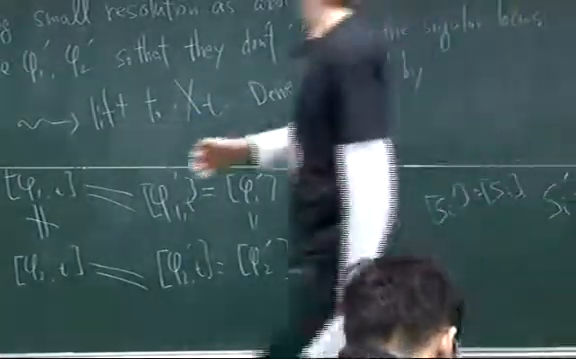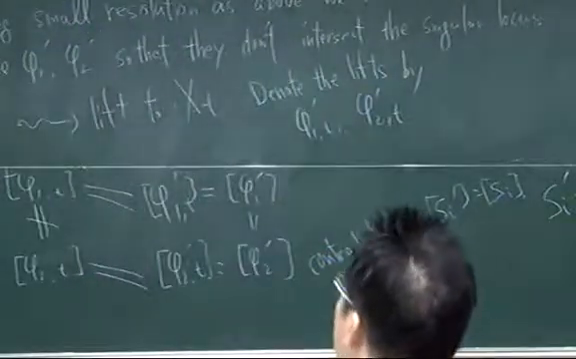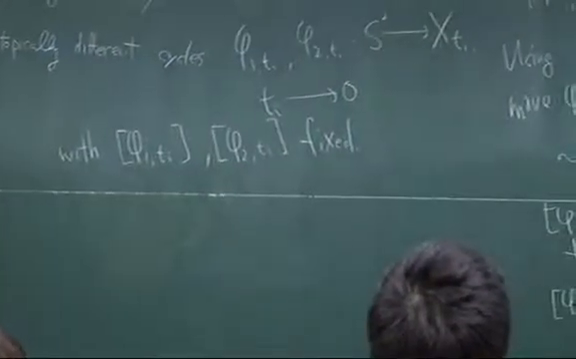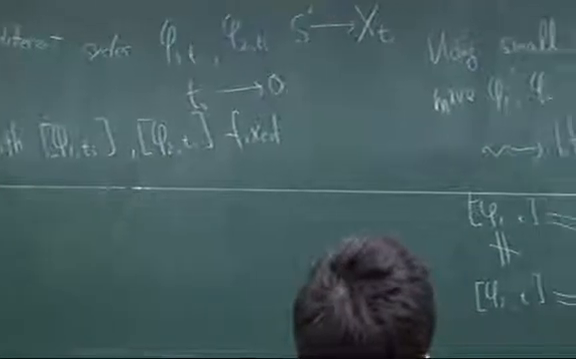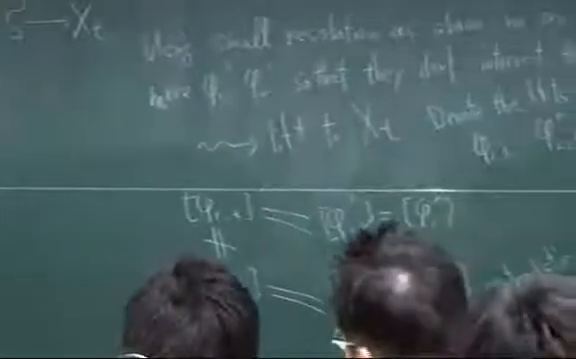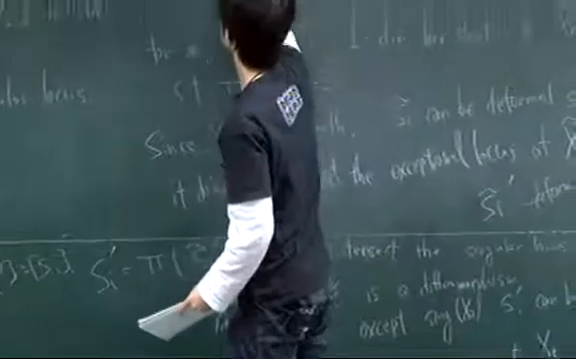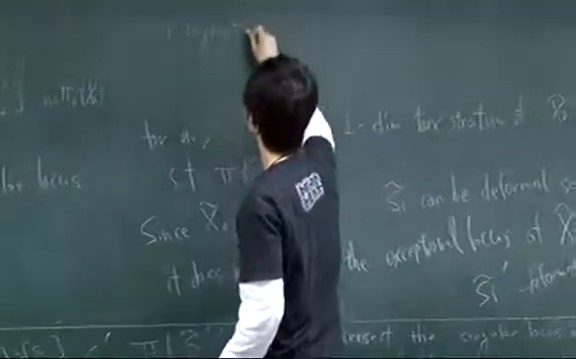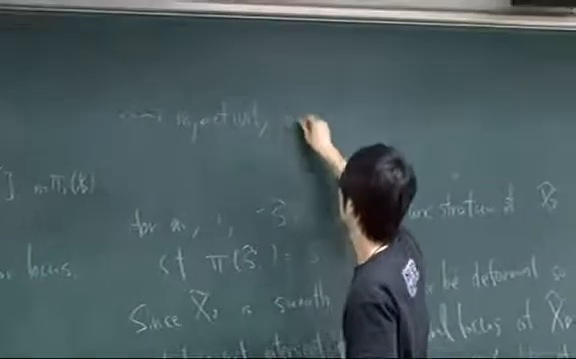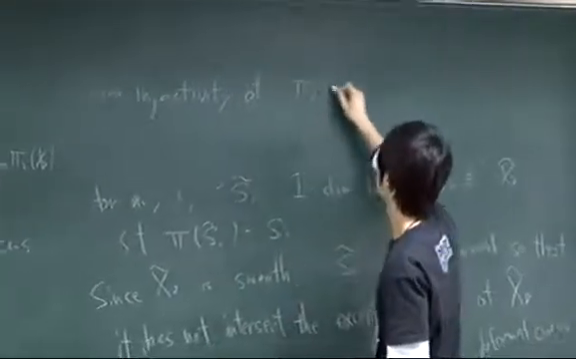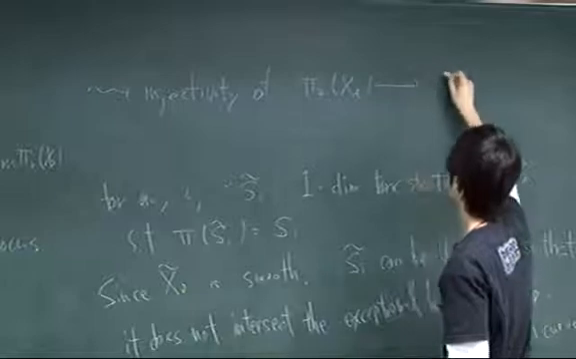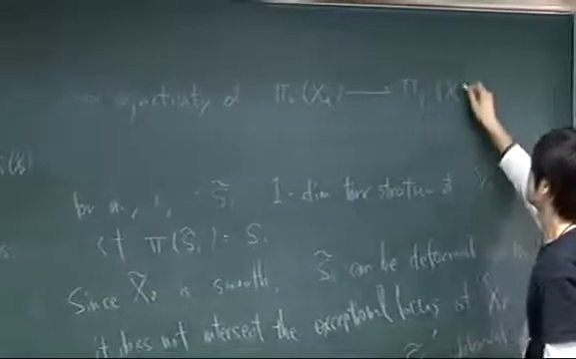And because this group is generated by those holomorphic curves, it follows from this that the injectivity of pi 2 of xt to pi 2 of x0.